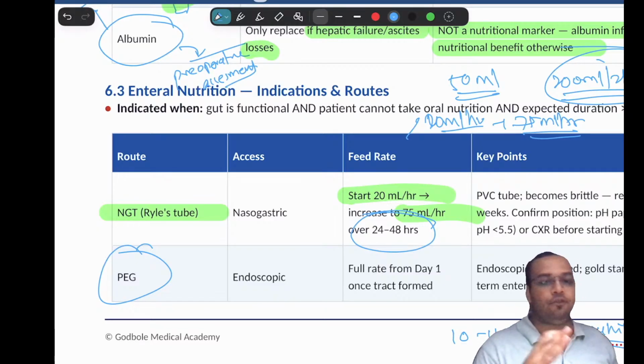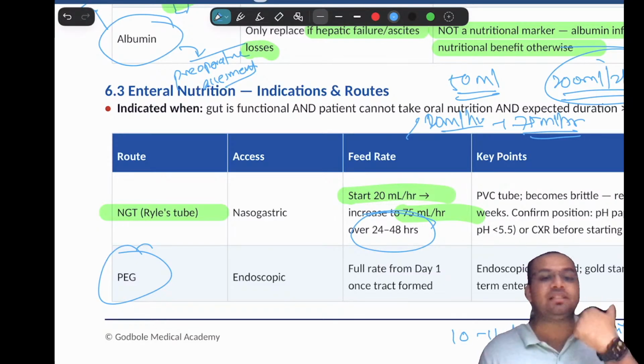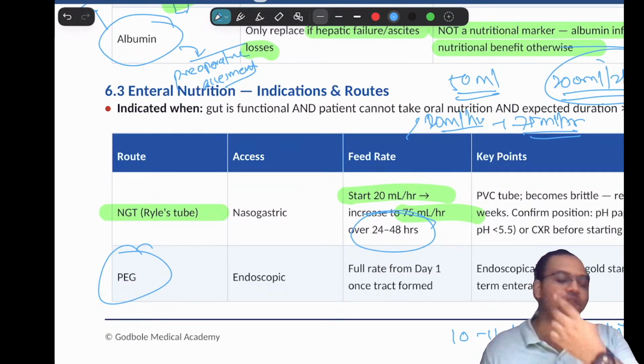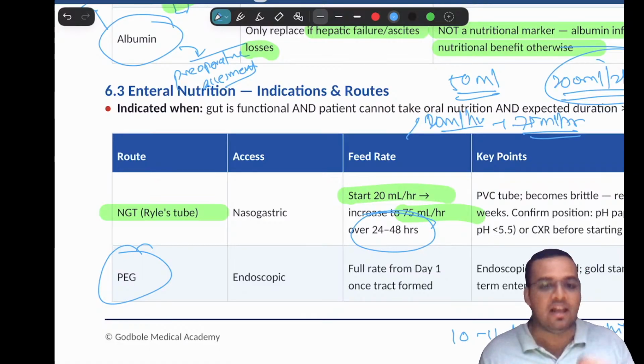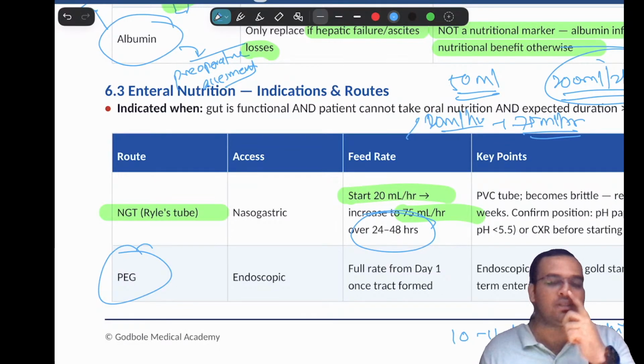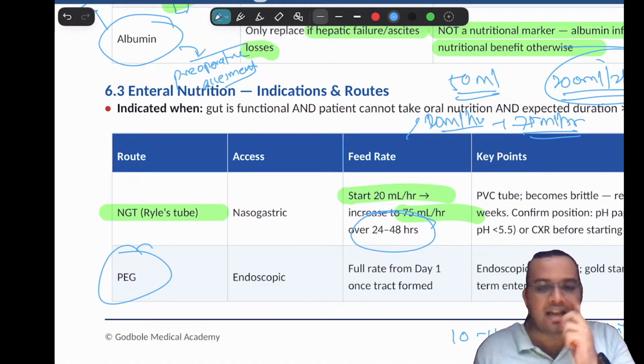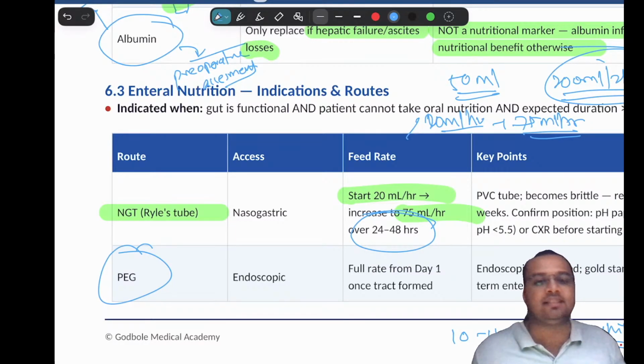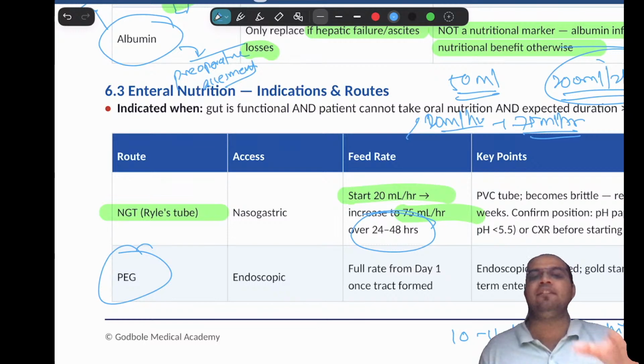If the patient requires nutrition for more than 10 days, the Ryle's tube is cumbersome. It can cause pharyngeal infections, aspiration, and pneumonia. Because of those tubes, the patient will have irritation in the nose, hypertrophy of the nasal ala, hypertrophy of the concha, recurrent sinusitis, and frontal headaches. So RT for 10 days is more than enough.